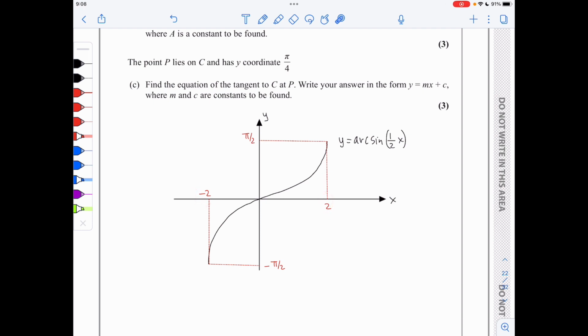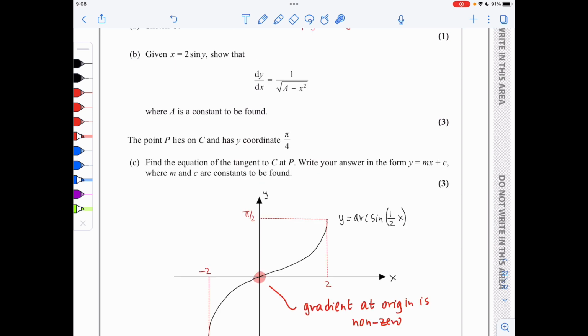Now it is crucial here to note that at the origin over here, the gradient should not be 0. So we make a note that gradient at origin is non-zero, which means that someone who has drawn a curve that goes something like this will be penalized because they are suggesting that the gradient is 0 at the origin, which is not the case for arc sine.